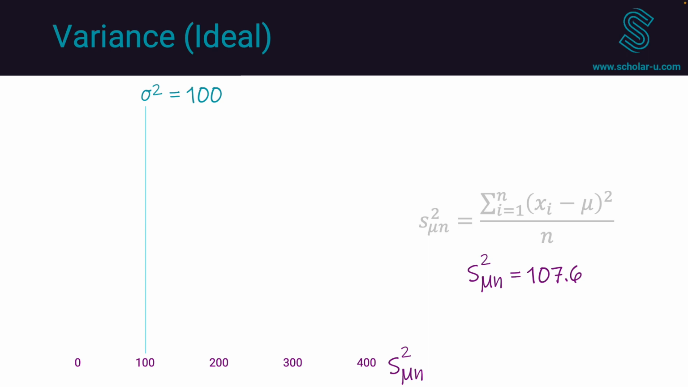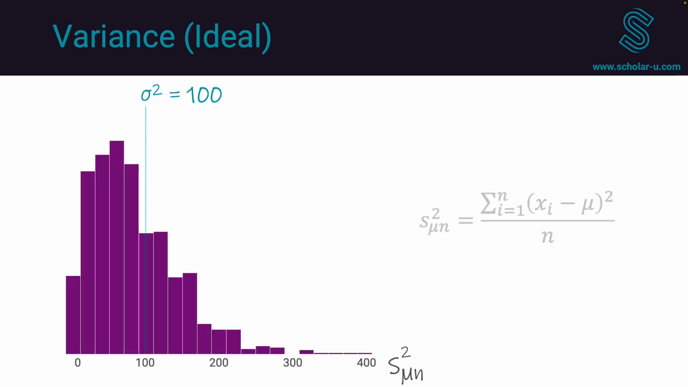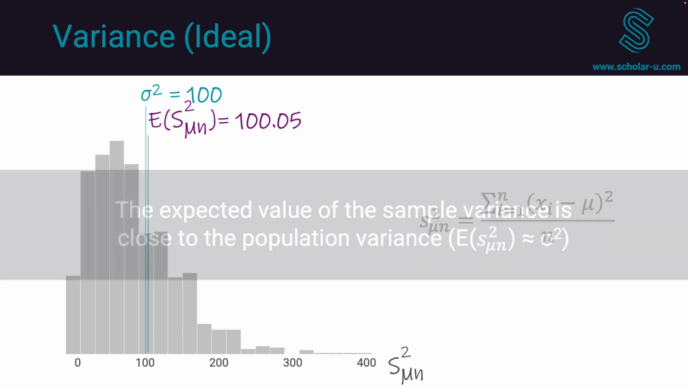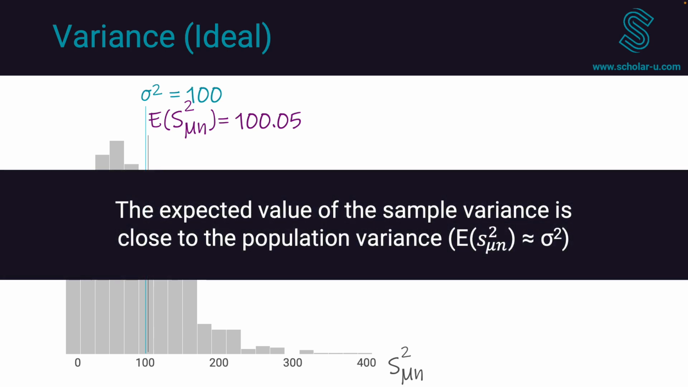Repeating the sampling process multiple times allows us to construct a histogram. The average of this histogram, known as the expected value, is 100.05, remarkably close to the population variance. This brings us to our next conclusion. The expected value of the sample variance, utilizing the population average and dividing by n, closely approximates the population variance.